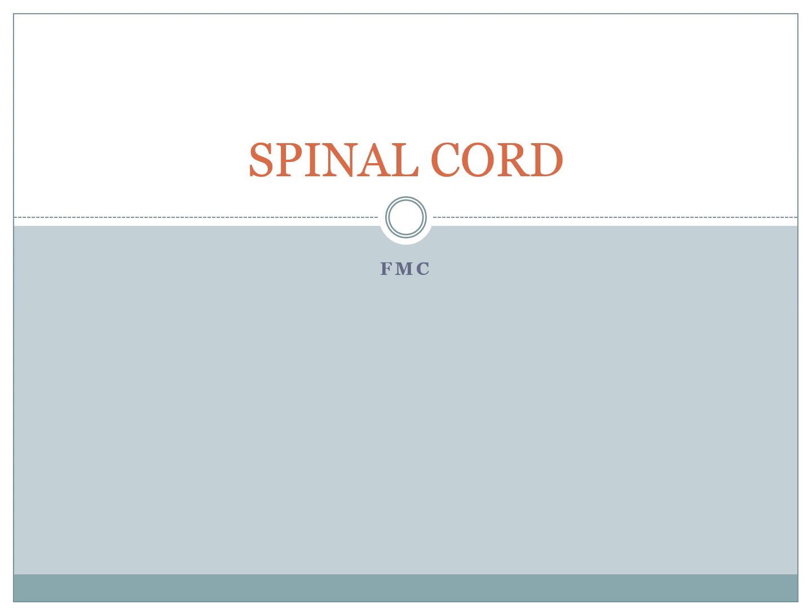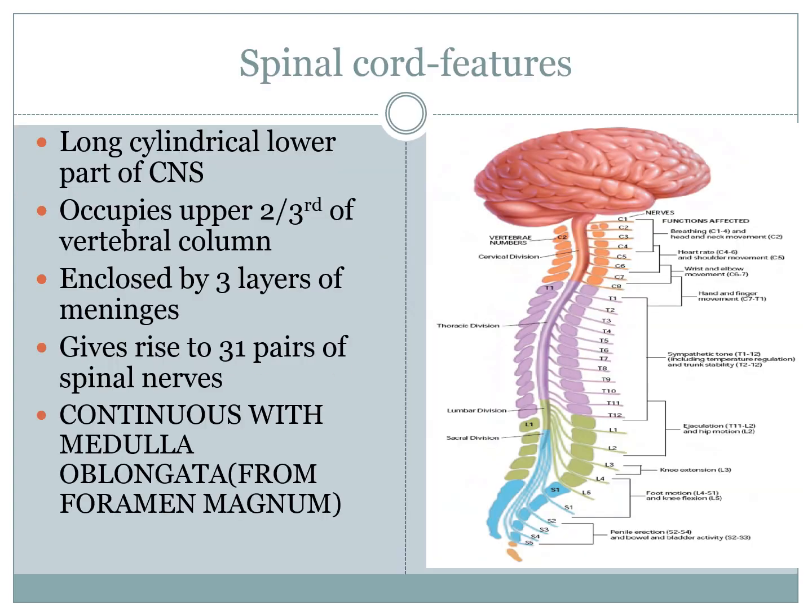Bismillahirrahmanirrahim. Today we will talk about the spinal cord. First of all, some gross features of the spinal cord. It's a long cylindrical part of the central nervous system which occupies the upper two-thirds of the vertebral column.